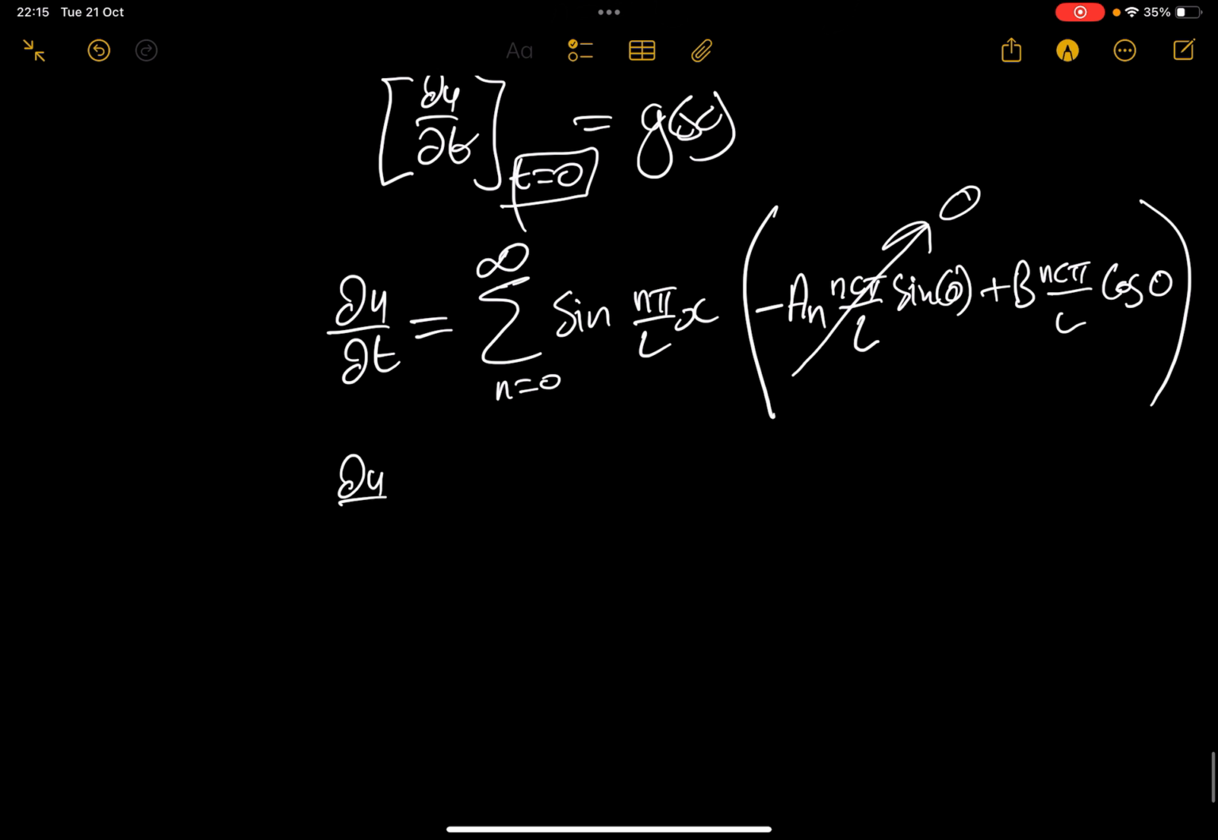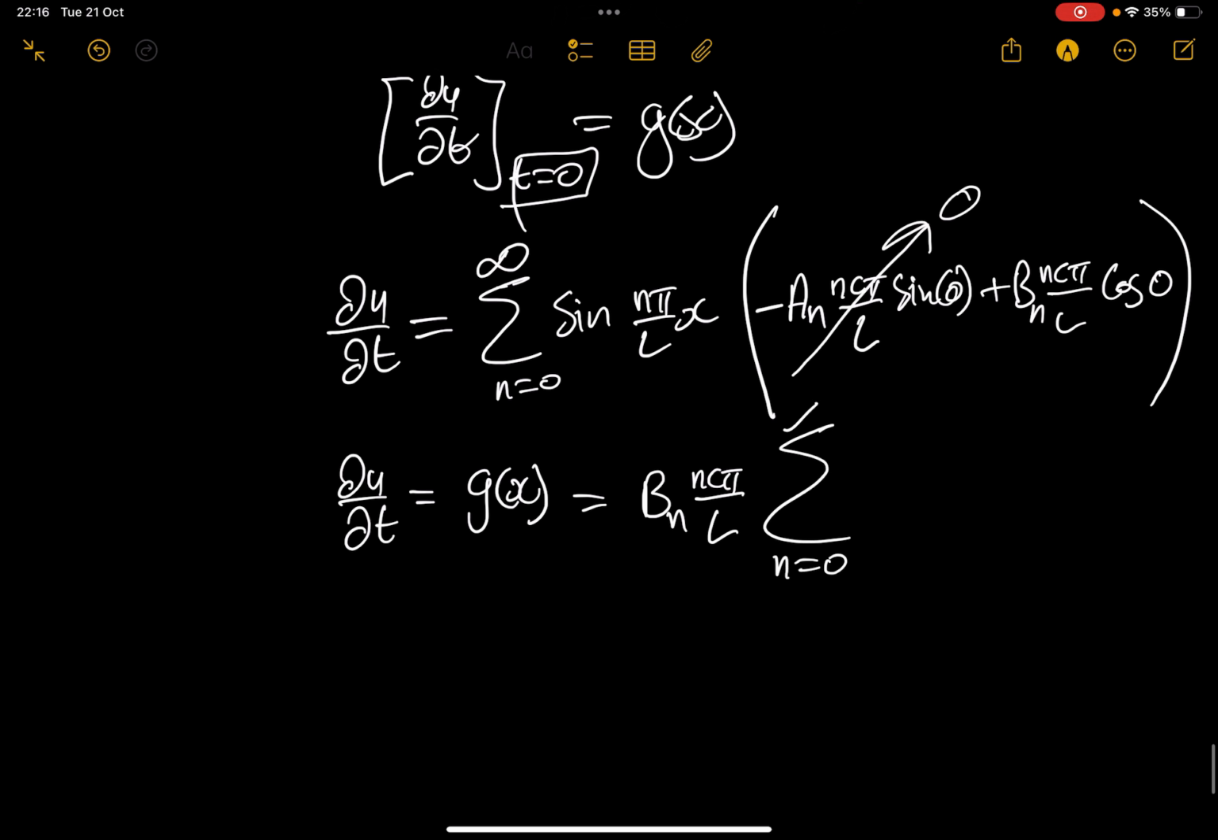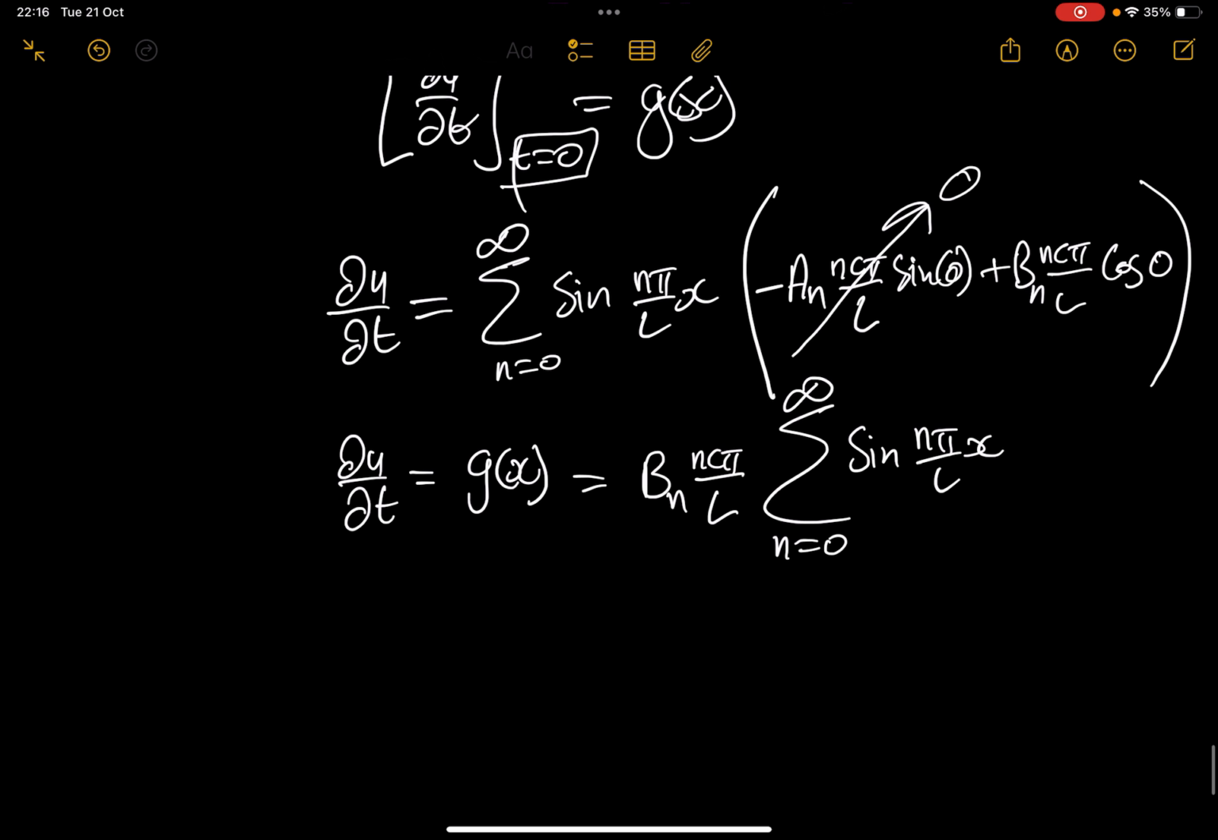So du dt, which is equal to g of x, is equal to, cos 0 is 1, so this is equal to bn n c pi over L, the summation of n equals 0 to infinity sine n pi over L x. So this is what we have for g and b.